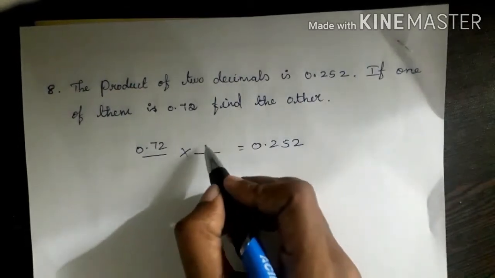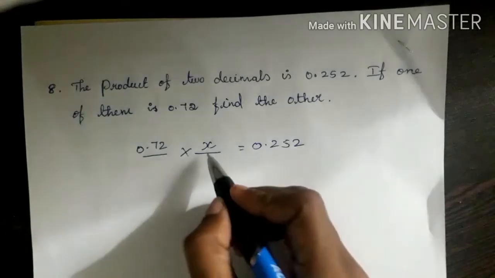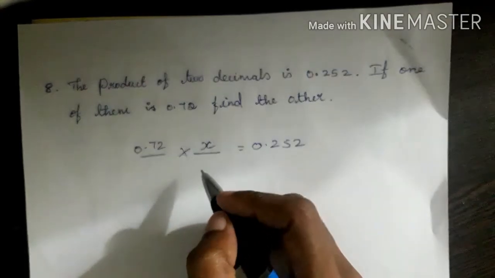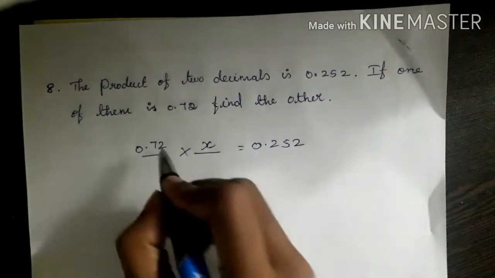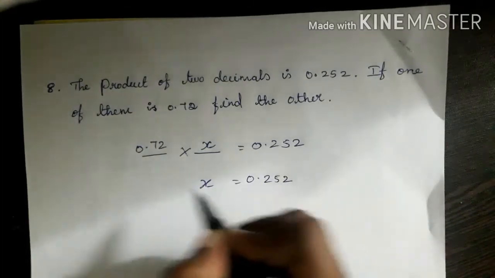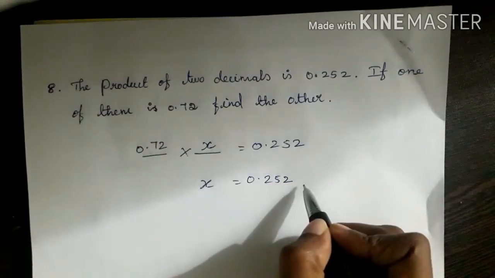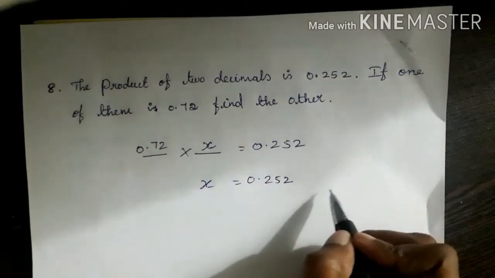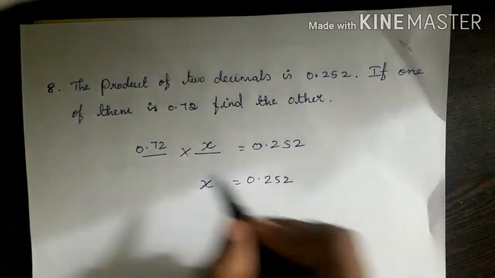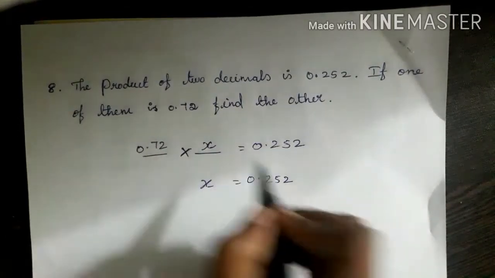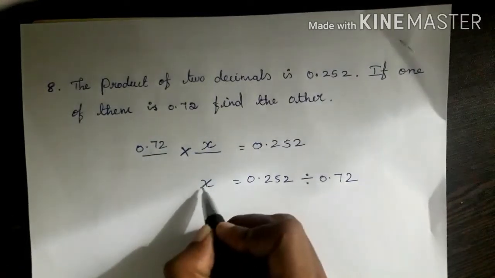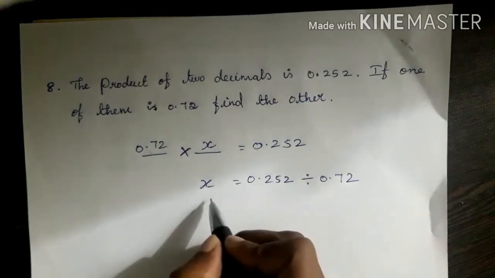Okay, the unknown number, let's take x. Now we are going to find the unknown number. What is the other number? This x we are going to find. To find x, we keep only x here, and the remaining numbers go to the other side. This side already has 0.252, and this number will go there. If a number is in addition, it will go as subtraction. If a number is in subtraction, it will go to the other side as addition. Now this number is in multiplication, so it will go there as division, the opposite sign. Division by 0.72. Now only x is here. Now just divide the two numbers, and you will get the answer for x.